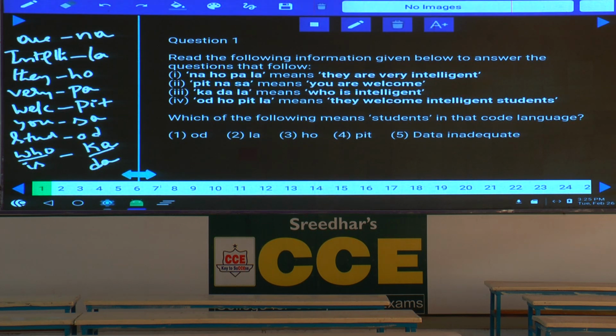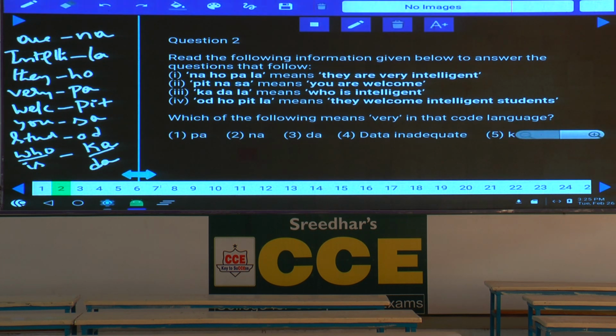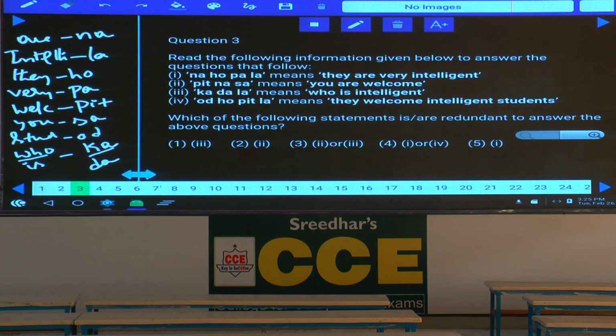Then which of the following means students in the code? Students is OD, choice 1. Then coming to question number 2, which of the following means very? The code to the word very is PA, choice 1 again. Then question number 3, which of the following statements is or are redundant to answer the above questions? Redundant means which is not required. Tell me which statement is not required here.